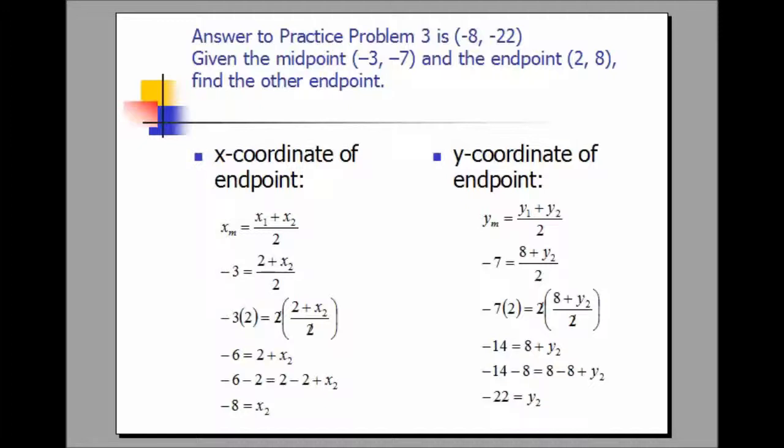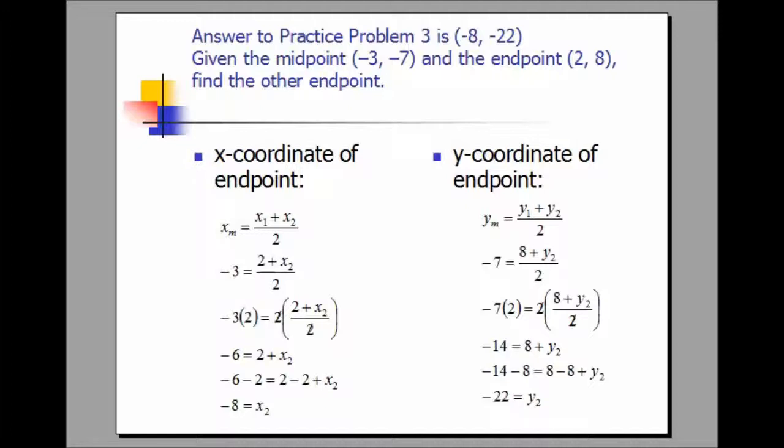To find the y-coordinate of the midpoint, we substitute. Y sub m equals y sub 1 plus y sub 2 over 2. We replace y sub m with the y-coordinate of the midpoint, which is negative 7. We replace y sub 1 with the y-coordinate of the endpoint we're given. That value is 8. We have the expression negative 7 equals 8 plus y2 over 2.